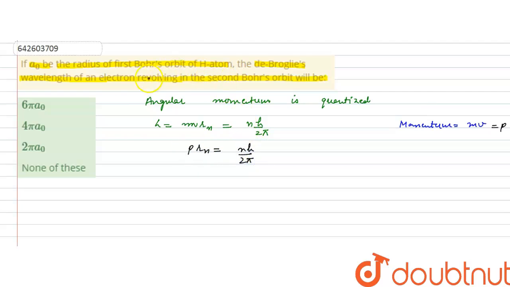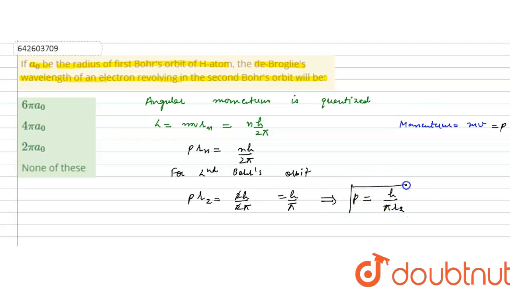We have to find it for the electron revolving in the second Bohr's orbit. So if we write for the second Bohr's orbit, n will be 2. So we will write p and the radius of the second orbit r2 is equal to 2h by 2 pi. The 2 will get cancelled, so we will get h by pi. Now we will have the momentum as h upon pi r2. This is the momentum we will get.